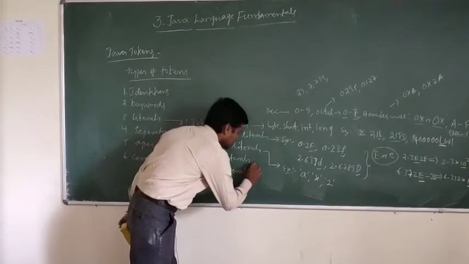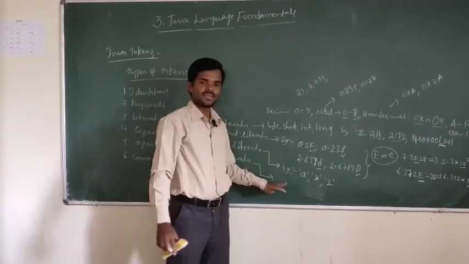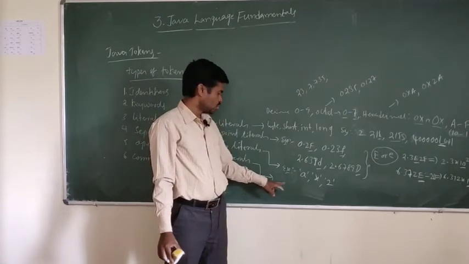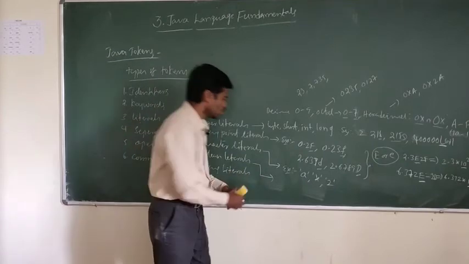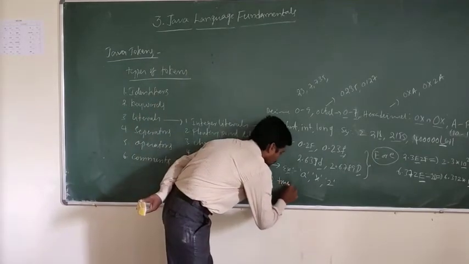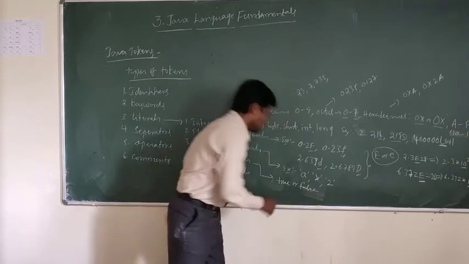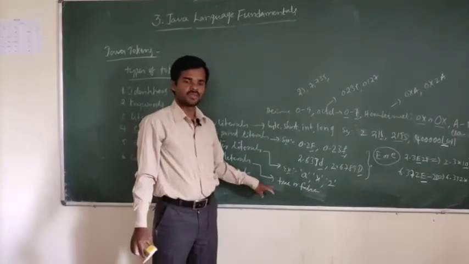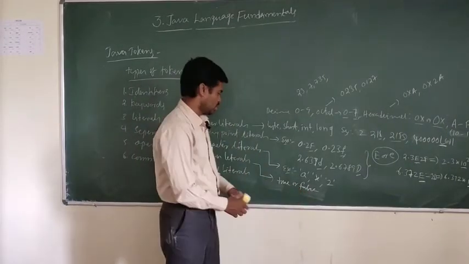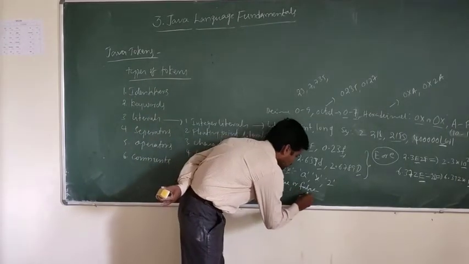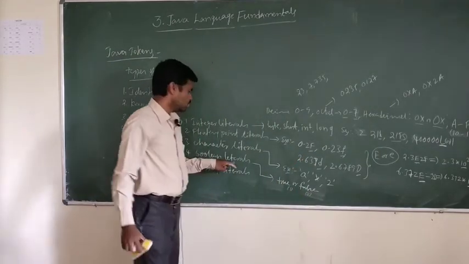Then Boolean literals. Boolean literals come under the data type Boolean. There are two values you use to define the Boolean literal, that is true or false. The truth value can be represented by using true, and the false value can be represented by using false. True means 1 and false means 0. So that is Boolean literals.